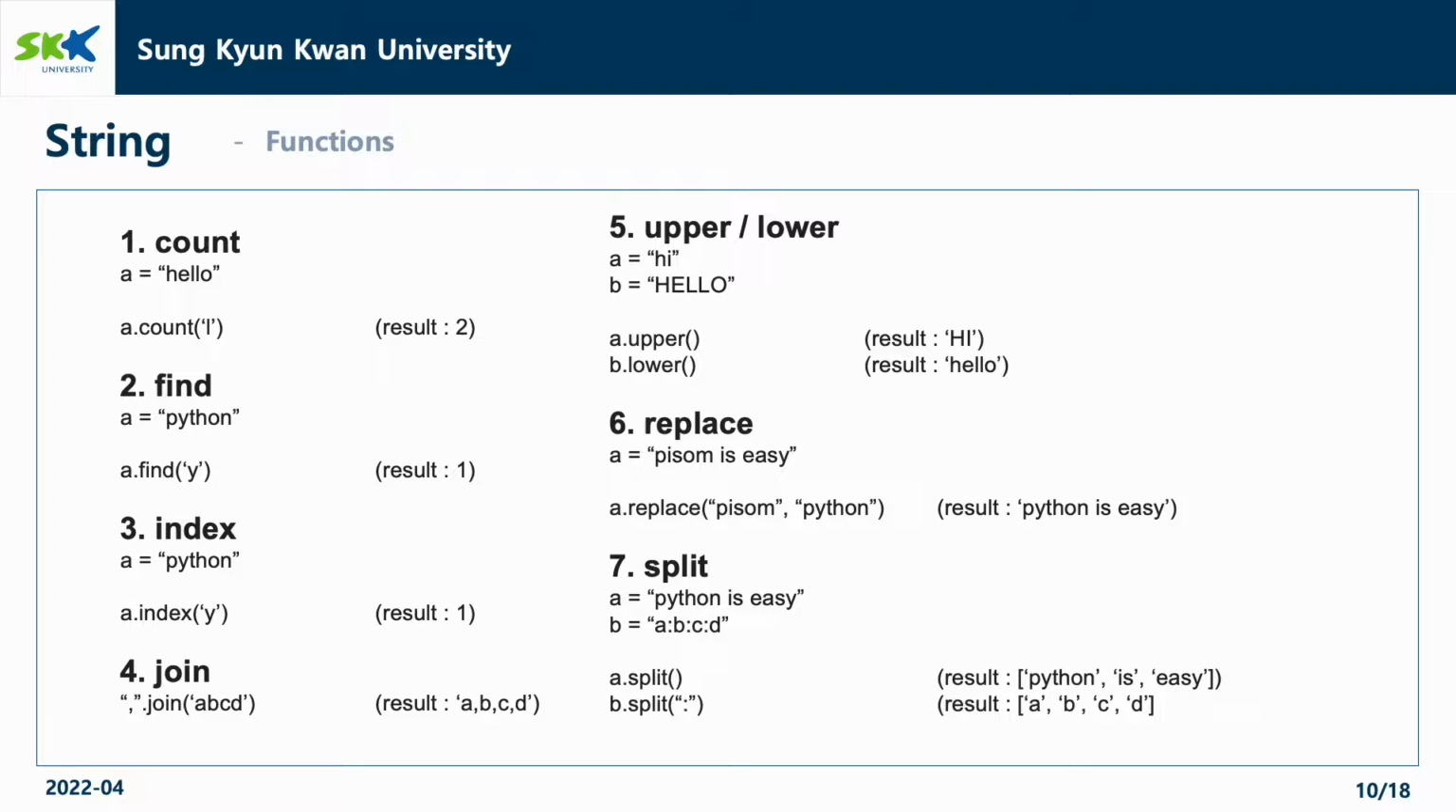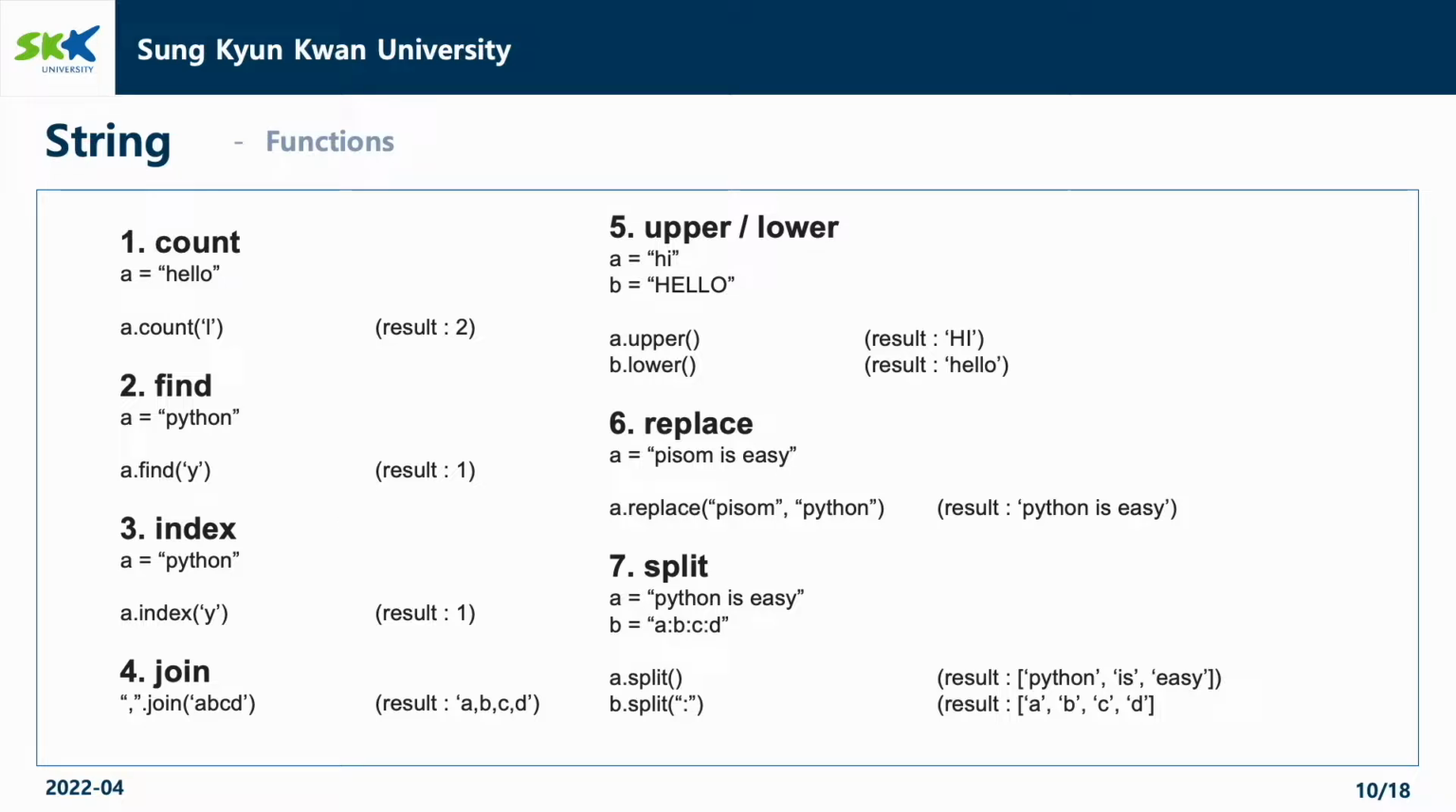The find function returns the position of the first occurrence of the character in the parameter string. If the character or string to be searched doesn't exist, -1 is returned. Note that Python starts counting from 0 in a string.